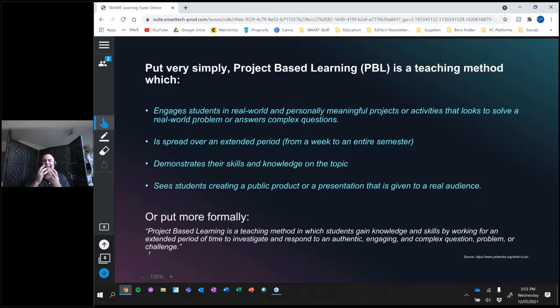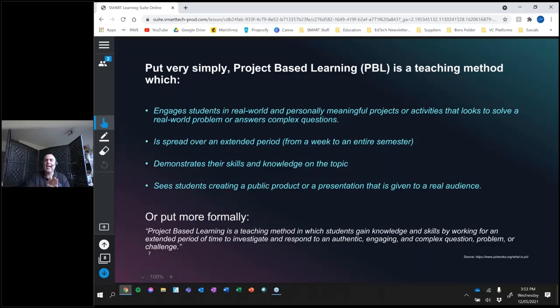PBL, or project-based learning, is a teaching method. Now, a lot of people, when they hear the word project, think of something you do at the end of a unit or an activity, something physical or practical, hands-on learning, where students show their learning. But project-based learning is an actual teaching method.